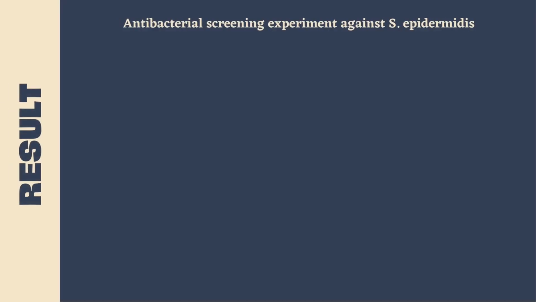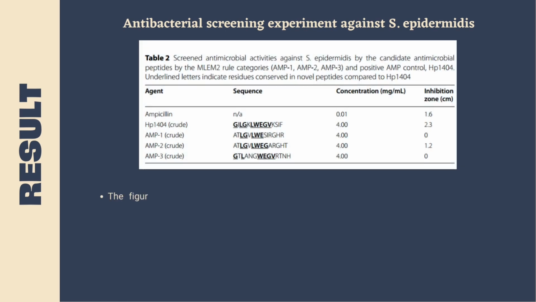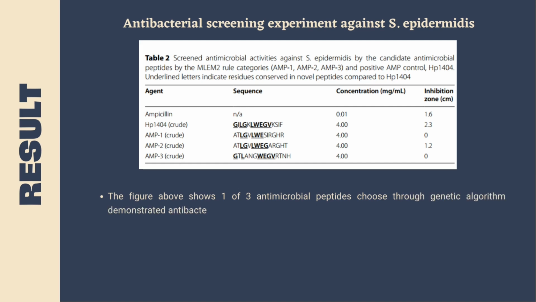The result of the antibacterial screening experiment using Staphylococcus epidermidis is that they found out 1 out of the 3 antimicrobial peptides chosen through their genetic algorithm demonstrated antibacterial activity. As a reference or positive control, they included a peptide called H1404, the highest scoring sequence, which is known to have activity against gram-positive bacteria.